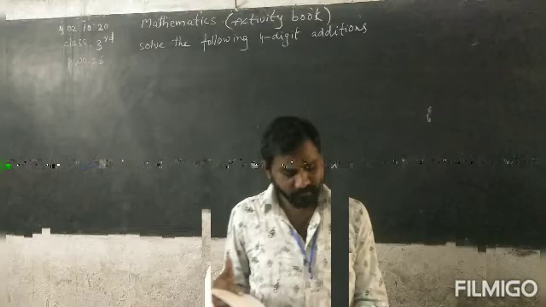6999 plus 3000. What we get, beta? 6000 plus 3000, 9999. The largest 4-digit number. See here, 6999 plus 3000. 9 plus 0 is 9, 9 plus 0 is 9, 9 plus 0 is 9, 6 plus 3 is 9. What we get, beta? 9999.